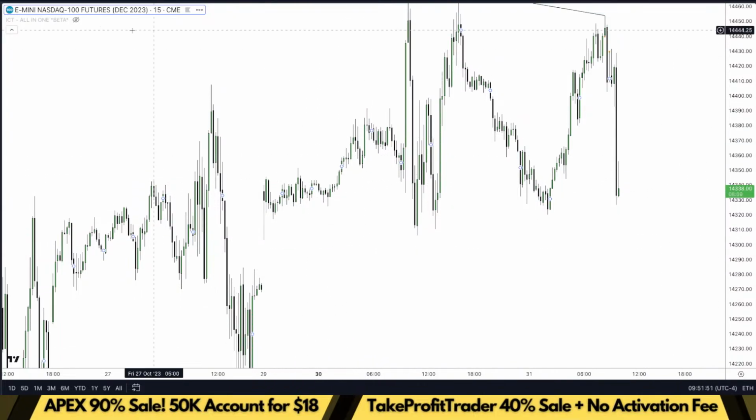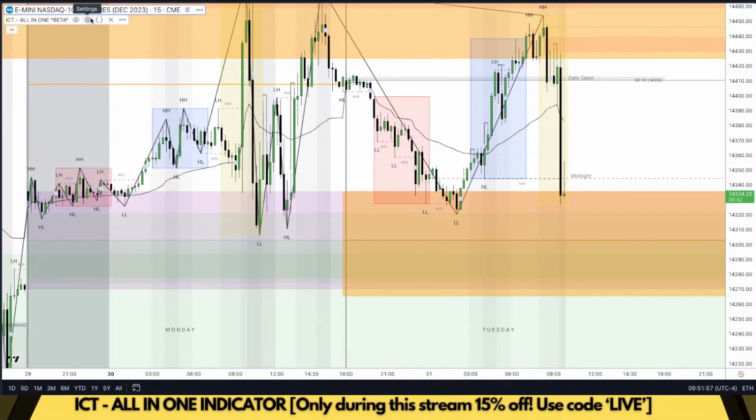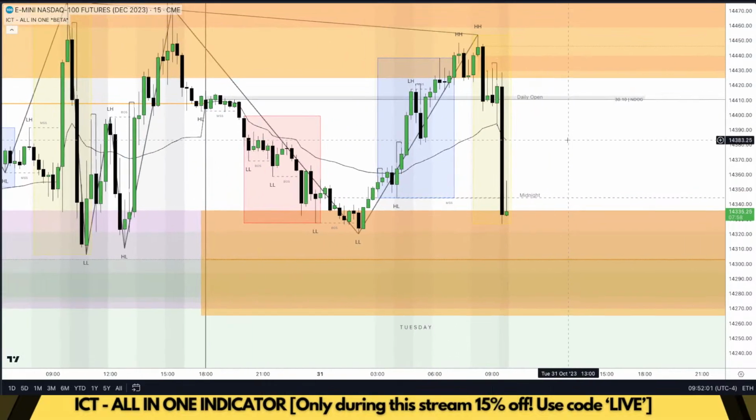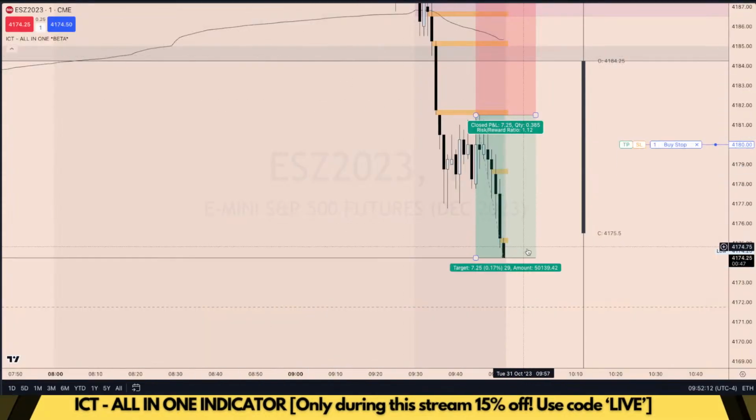Yeah, also just looking forward to, that's what it looks like if you turn on most of the features of the ICT all-in-one. You don't really need all of them at the same time. That's why we have the control panel right here where you can enable and disable all the things that you need right now. Okay, we're continuing lower on NQ. We hit our take profit target.